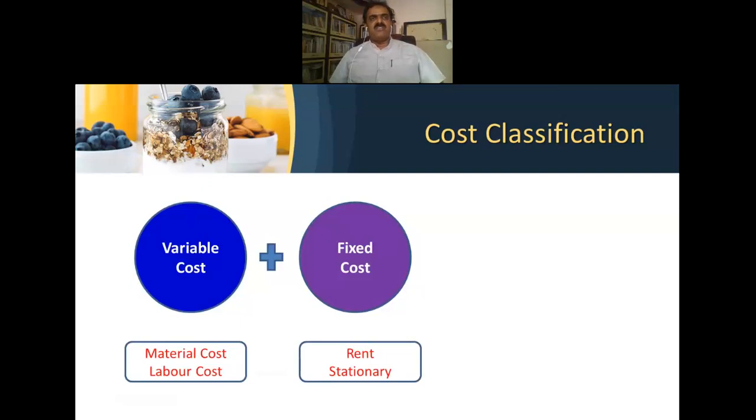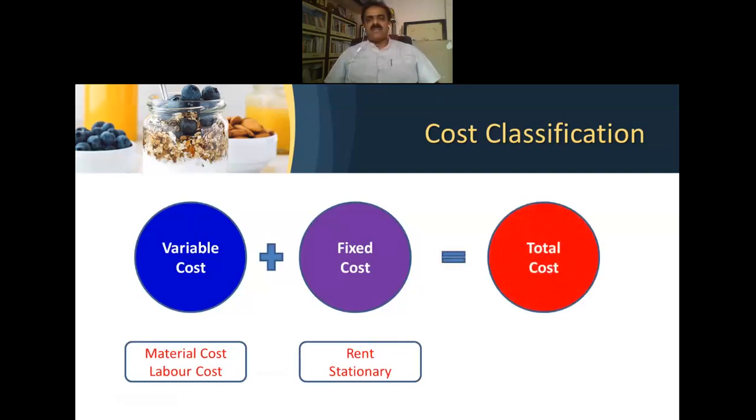Even the stationery used in the office, irrespective of whether the output is 10 units or 100 units, remains the same. So this is how the cost is broadly classified into fixed and variable for marginal costing purposes. The combination of variable and fixed cost is called total cost. This is the cost incurred for manufacturing a product or rendering a service.